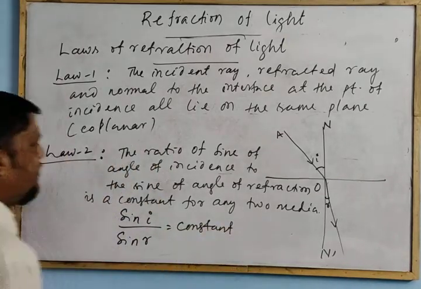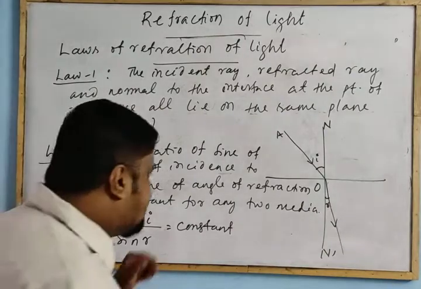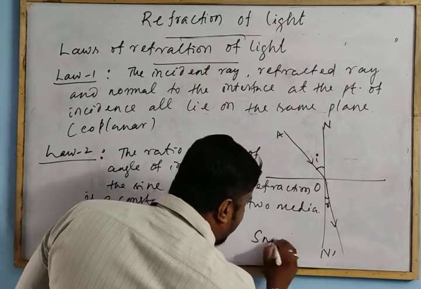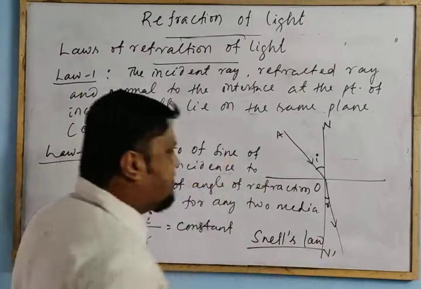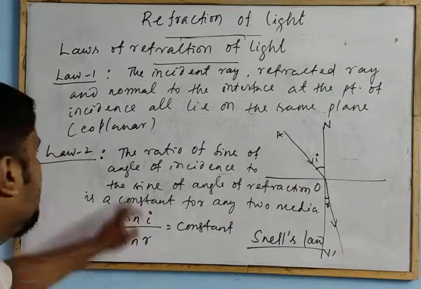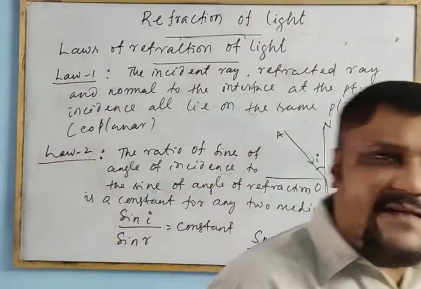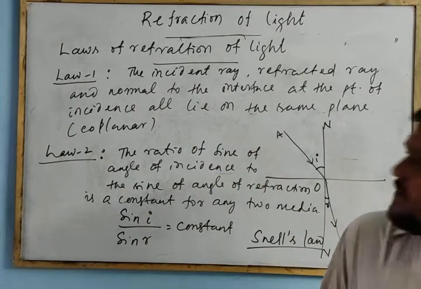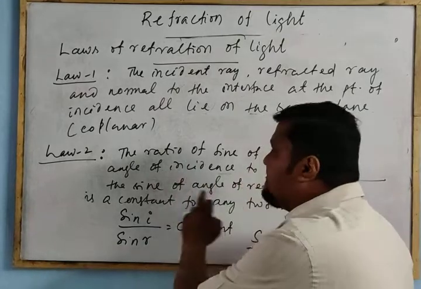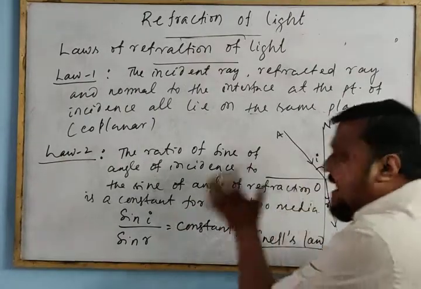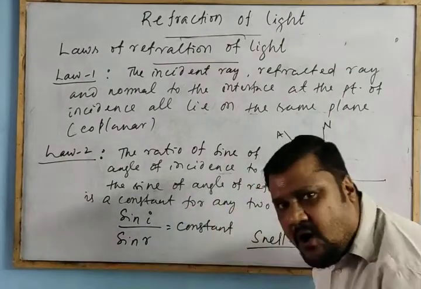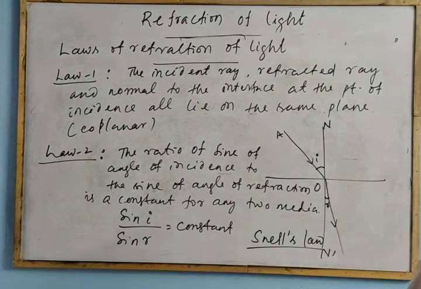And this second law is also known as Snell's law. Right? So if I ask you to state Snell's law, you will say this one: the ratio of sine of angle of incidence to the sine of angle of refraction is a constant for any two media, and this constant is called the refractive index.